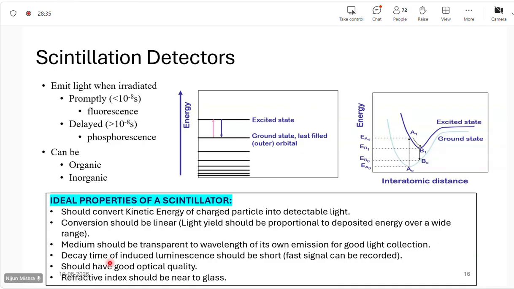Then the decay time of induced luminescence should be short, so that a fast signal can be recorded. It should have good optical quality, and the refractive index should be near to glass. As scintillation detectors need to be mounted with photomultiplier tubes, and the front window of a photomultiplier tube is made of glass, it should have a refractive index near to glass.